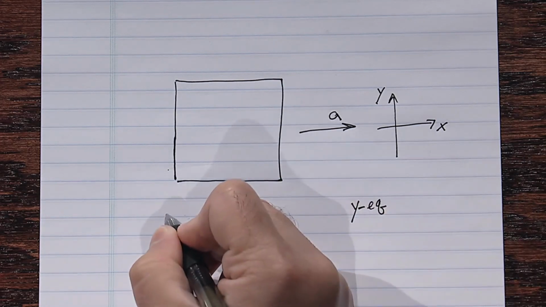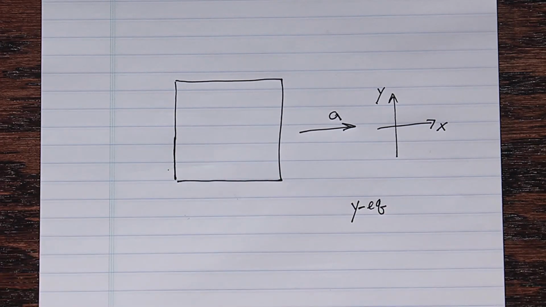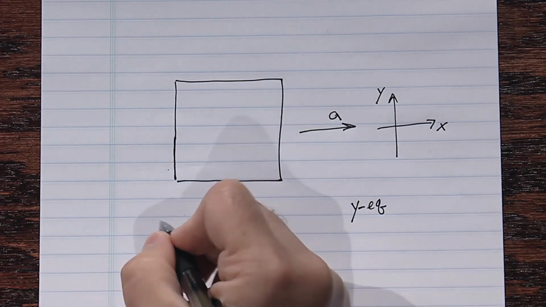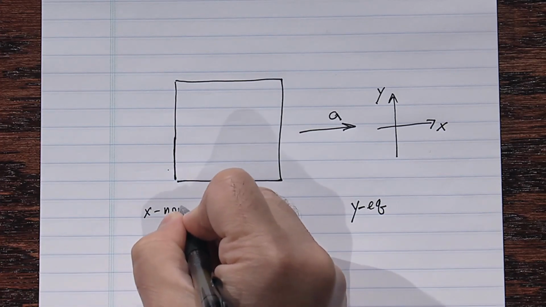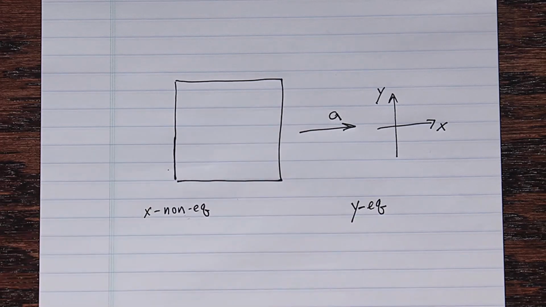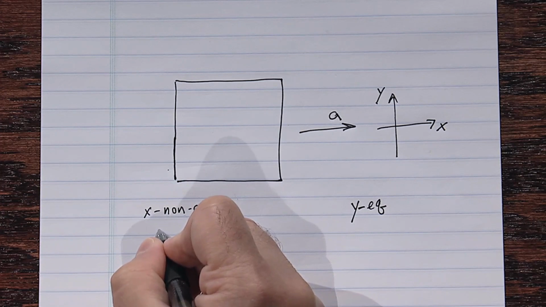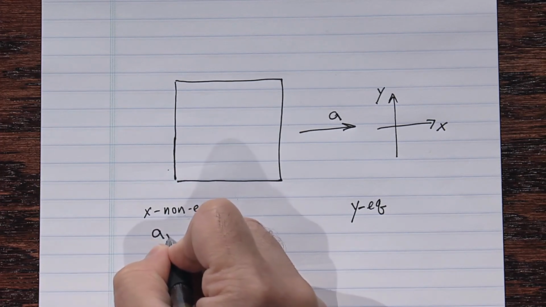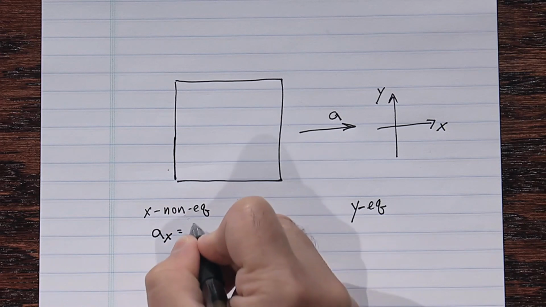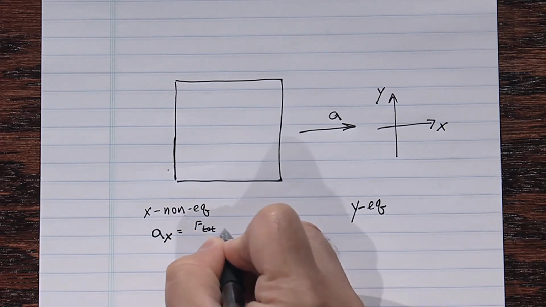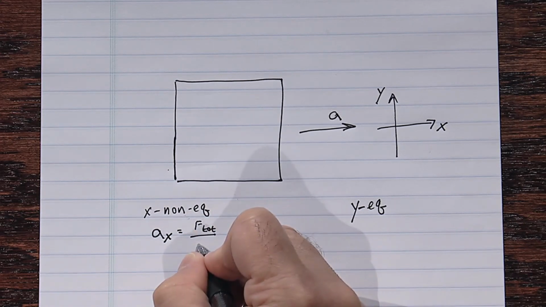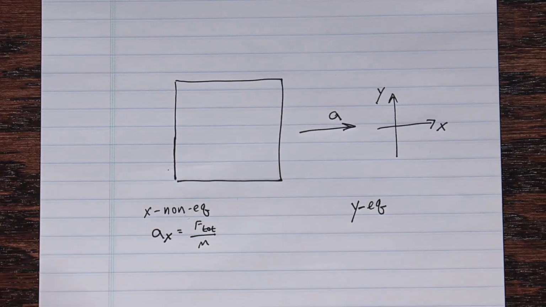And in x, the airplane is accelerating horizontally, it's accelerating in the x direction, so we have x non-equilibrium. So we already know what our starting equations are going to be. And I'll go ahead and write them down. For non-equilibrium, we write down Newton's second law: the acceleration in the x direction is equal to the total force in the x direction divided by the mass.